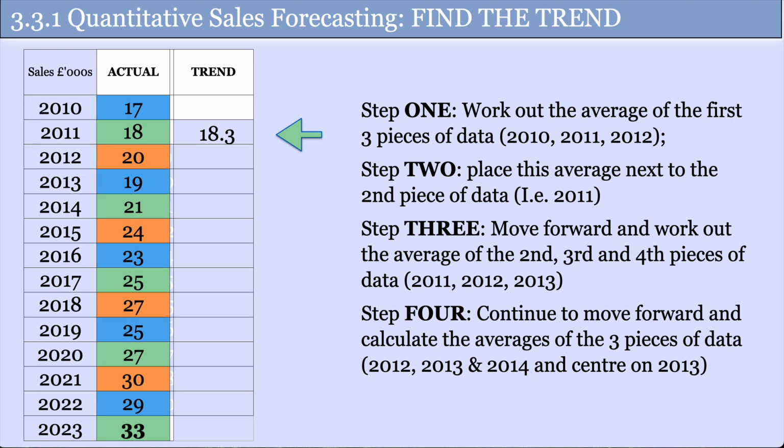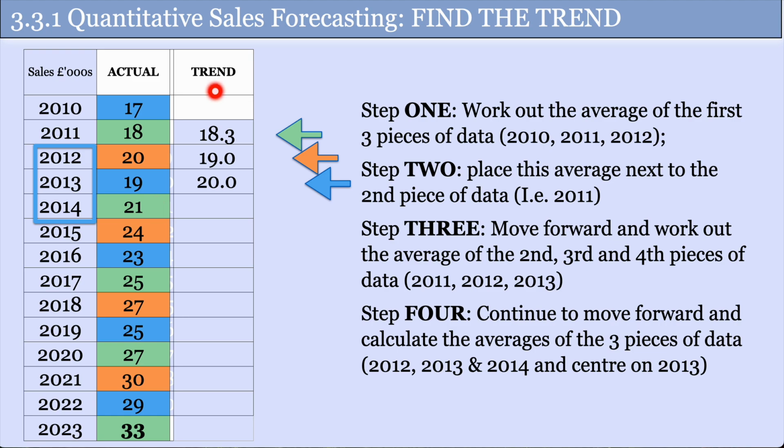Once you've got that, you move forward. So step 3, you move forward and work out the average of the second, third and fourth piece of data. So 1, 2, 3. You're now going to work out the averages of those numbers there. There they are, and hopefully you can see that it gets centered quite neatly on 2012. Once you've done that, you just continue to move forward, center it there, and get 20. So 20 is the result of the average of 20, 19 and 21.